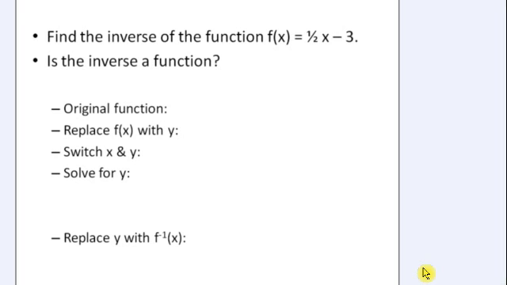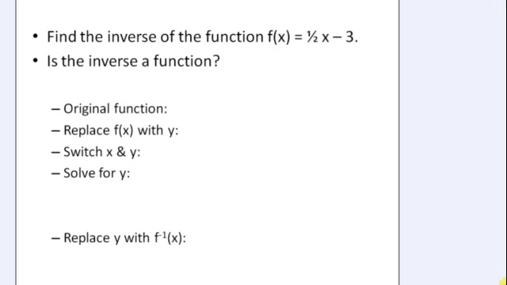Now let's find the inverse of this function f of x equals 1/2 x minus 3. And then we're going to look at if the inverse would be considered a function or not. Because even if a function has an inverse, the inverse may or may not be a function.